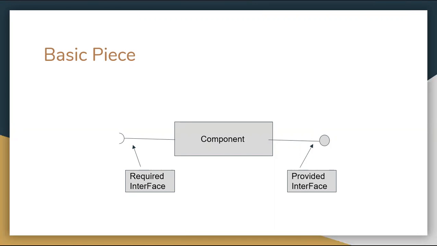And then on the right, we have the provided interface, what the output of the given function of what the component is going to do will actually provide or do or accomplish. And this is what a basic piece of a component diagram looks like.